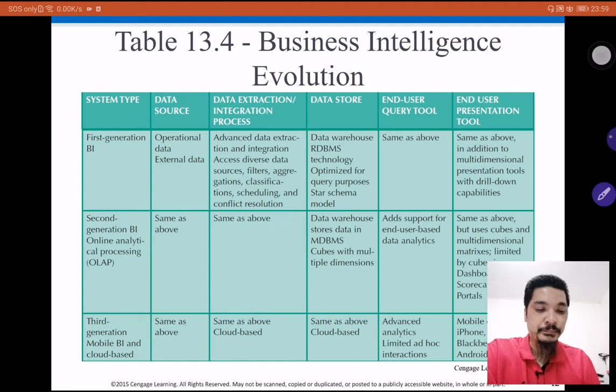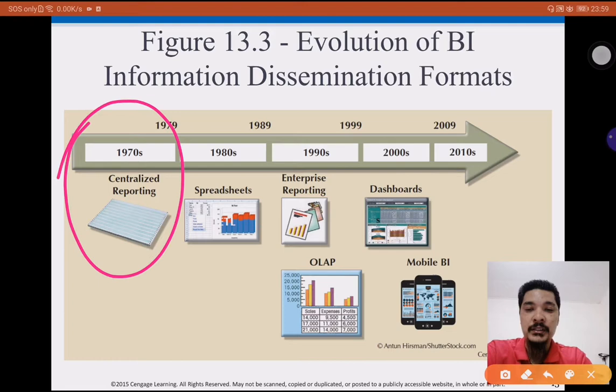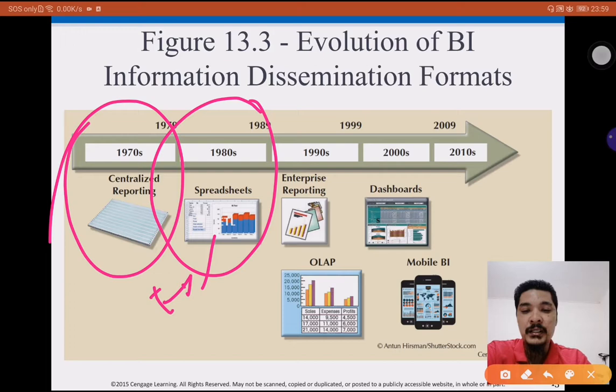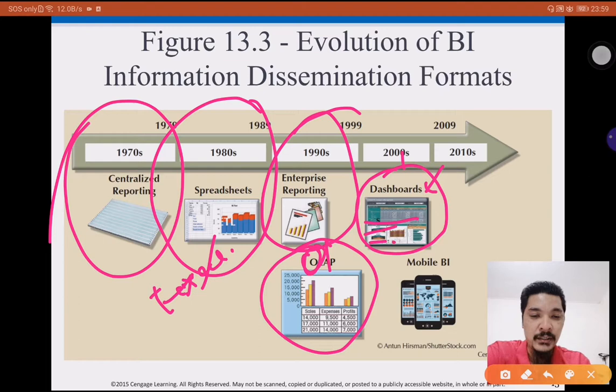Okay, the next one. This is another evolution of BI information dissemination formats. Like I mentioned earlier, in the 1970s it was on paper, then in the 1980s spreadsheets, because we have Excel. In the 1990s, we have very good reporting based on OLAP, online. In the 2000s and above, we have a dashboard, like I mentioned earlier, in a single view. We can see everything here. All the information is in a single view. And in the 2010s and above, we have a mobile environment.